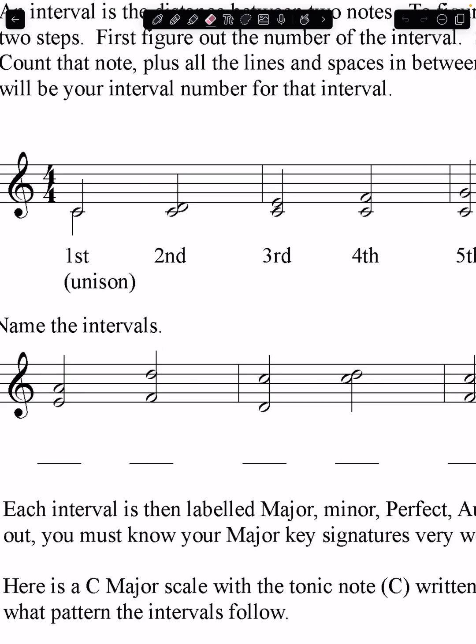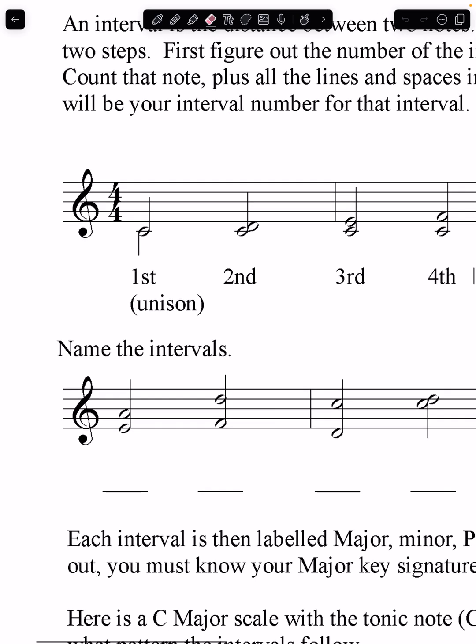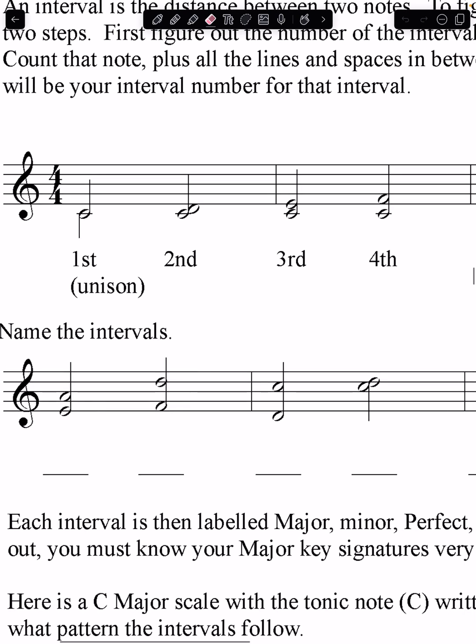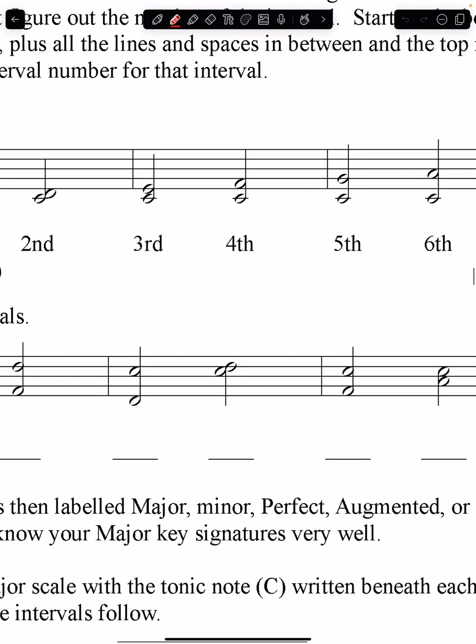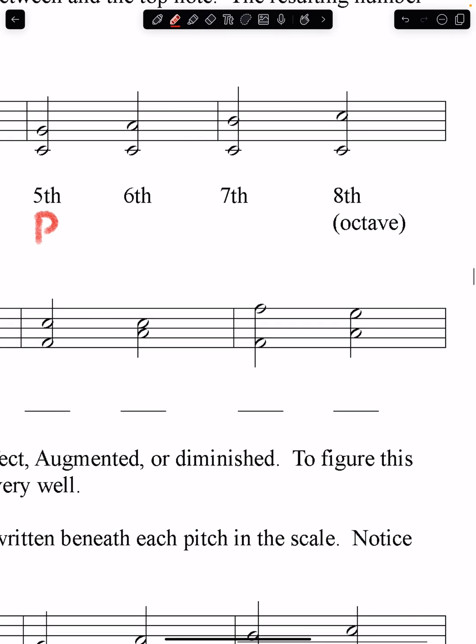If we look at the key signature like we have here, which would be C major, which has no sharps or flats, the intervals that happen automatically within that major scale are going to be either major or perfect. So our second would be a major second, our third would be a major third, our fourth would be a perfect fourth because that's a perfect interval. Fifth is also a perfect interval. Sixth would be a major sixth, and then major seventh and octave.